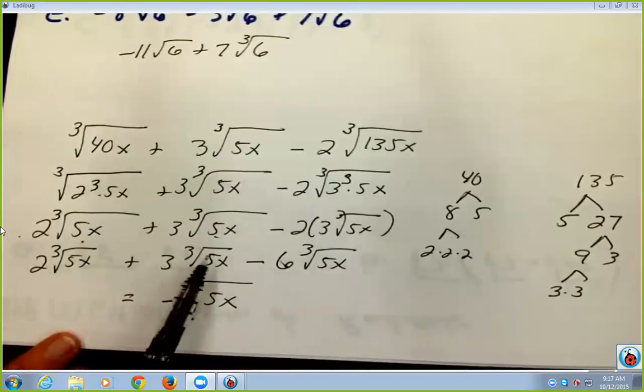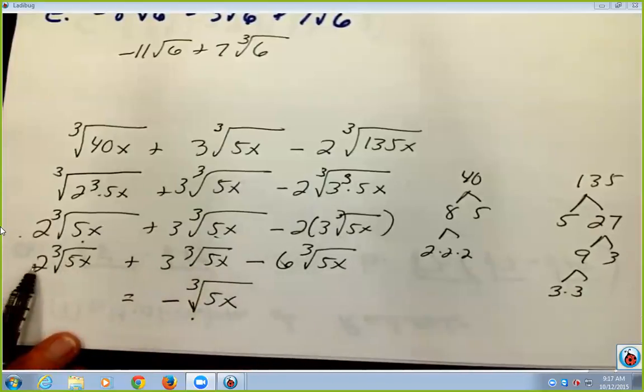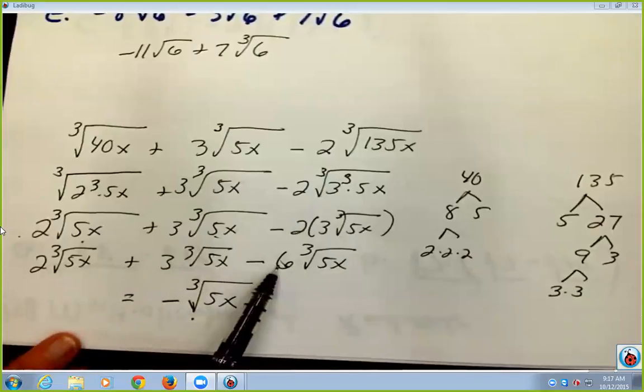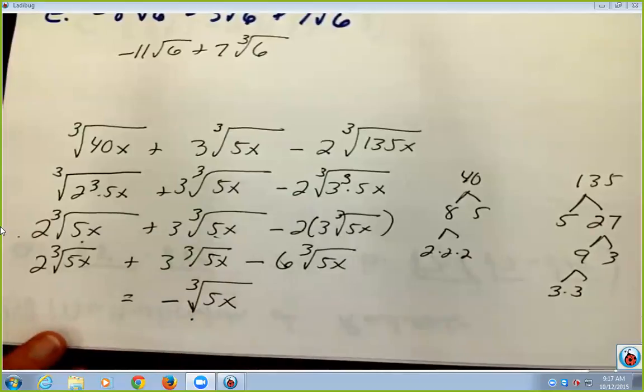Then all of these match. So that means the numerical parts, I can combine and put those all together and end up with this for my answer. So that's what happens to it. Okay? That makes sense then? Does that help? One more?